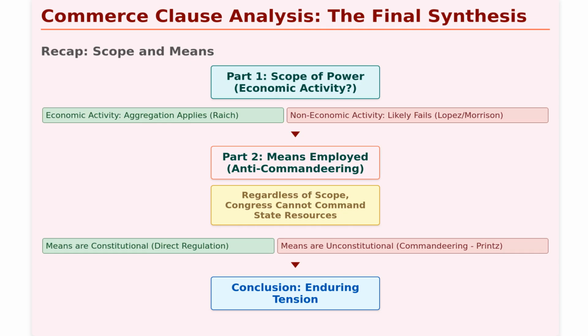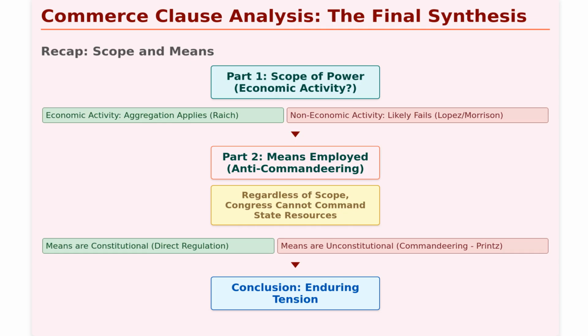If the answer is yes, Congress can likely rely on the aggregation principle, as seen in Raich. If the activity is non-economic, such as possessing a gun near a school or gender-based violence, the regulation will likely fail under Lopez or Morrison.